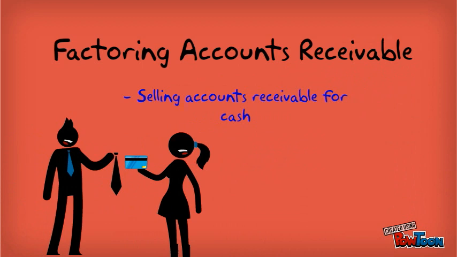The factor is an intermediary who agrees to buy the firm's accounts receivable at a discount for cash. Factoring is most common in the clothing and furniture business, generally small retail stores.